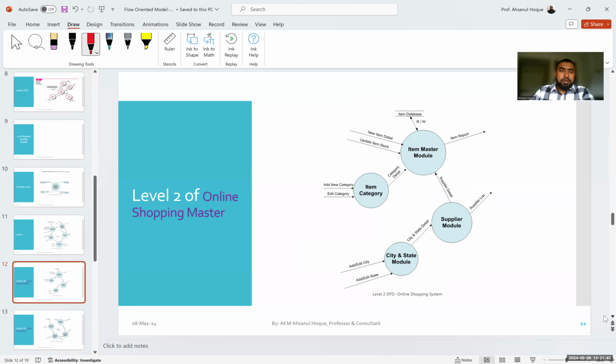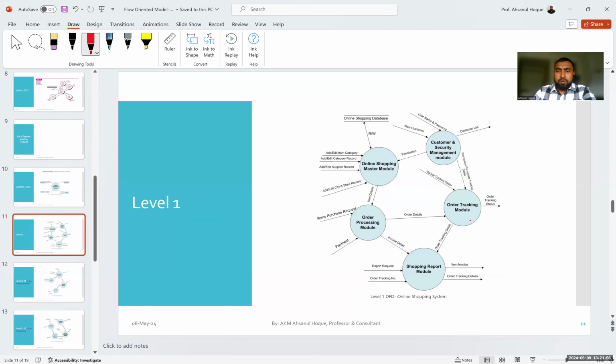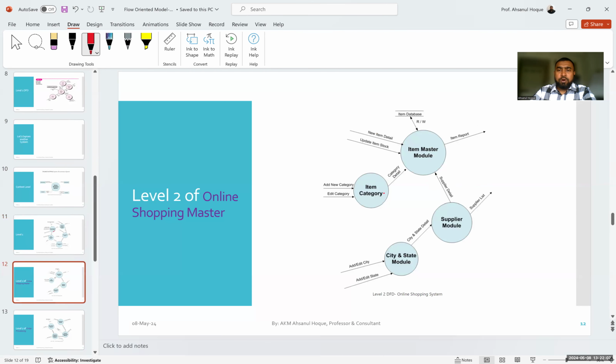Then once you move from level 1 to level 2, the same way we take one of the sub processes and break it to a further level. So we took the online shopping master module, this one. Once we break this one, we get 4 sub processes over there, and they are also communicating with the system. And the rules are the same. The number of inputs and outputs should be the same or similar across each of these levels.